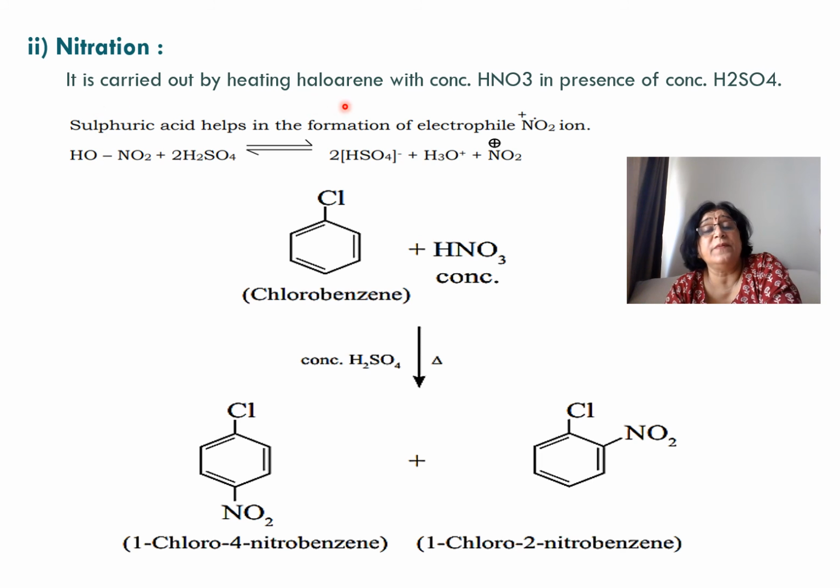Let's come to the next substitution reaction, the nitration reaction. So in nitration reaction, what happens? Haloarene, when reacted with concentrated nitric acid in the presence of concentrated sulfuric acid, what is generated here? The electrophile NO2+ is generated. So HONO2 plus H2SO4 gives bisulfate ion, hydronium ion and nitronium ion. This nitronium ion attacks the ring and the substitution happens at ortho and para position. Okay, so 1-chloro-4-nitrobenzene is formed and 1-chloro-2-nitrobenzene is formed. Which is the major product? Always the para product is the major product. Clear?